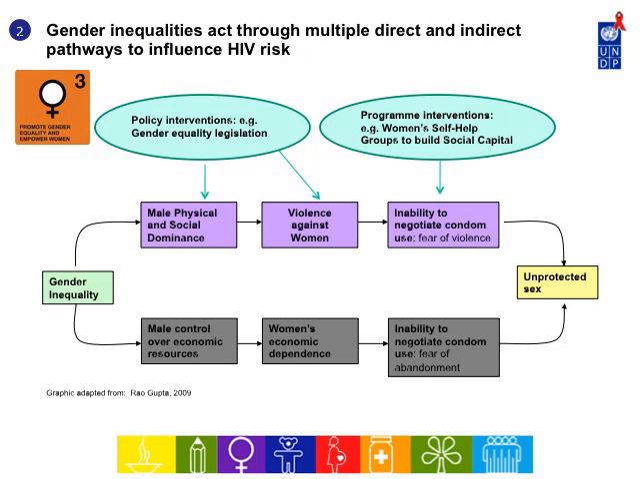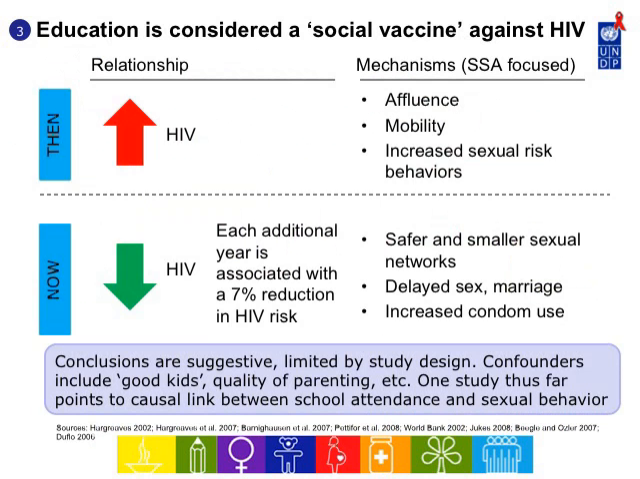Next slide. This is just a brief schematic, pretty simplified, of how gender inequalities act through multiple direct and indirect pathways to influence HIV risk. So the top line looks at gender inequalities and how they affect violence against women via male physical and social dominance, leading to unprotected sex. And the bottom pathway is more along economic independence, also leading to increased unprotected sex. And I'm sure we could think about a lot more pathways here. This is just a simple version.